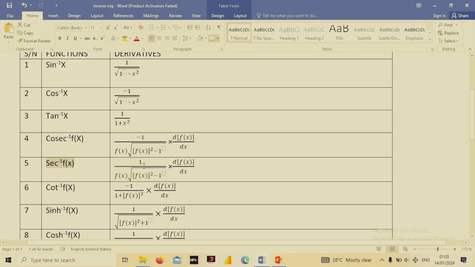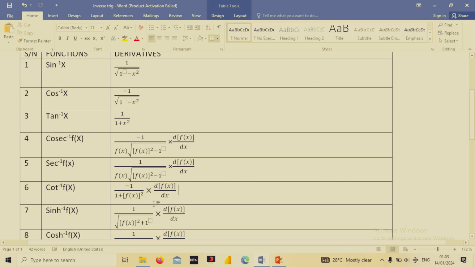Then number 6, today we are having cot inverse of f of x, and cot inverse of f of x is equal to minus 1 all over 1 plus f of x squared times the differentiation of f of x with respect to x. I'm sure you understand this. Number 6, we are having cot inverse of f of x, which is equal to minus 1 all over 1 plus f of x squared times the differentiation of f of x with respect to x.